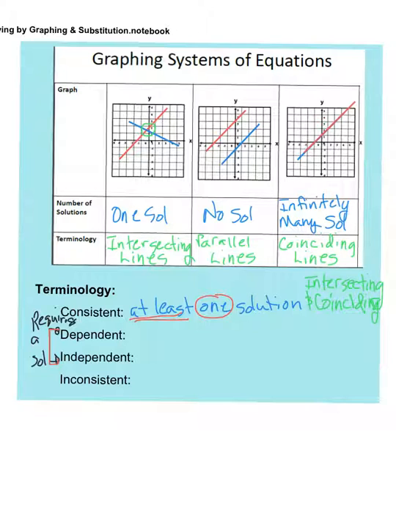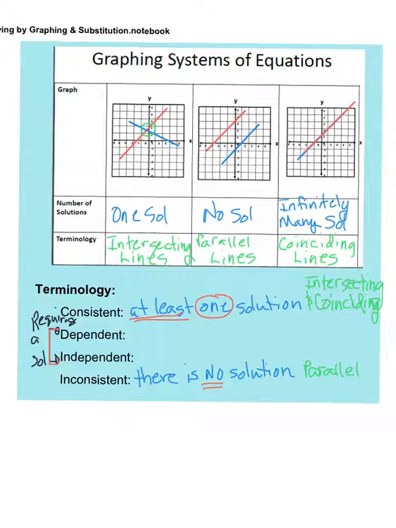Then let's skip all the way down to inconsistent. Inconsistent means that there is no solution. So the key phrase here is no solution. The only system that matches that would be parallel lines. So a system is either consistent or inconsistent based upon the number of solutions. If it has any kind of solution, it's consistent. If it has no solution, it's inconsistent.